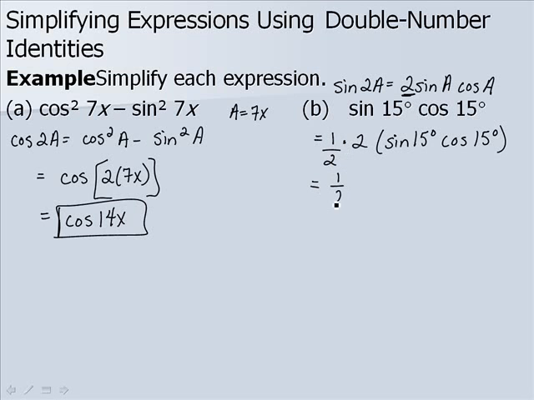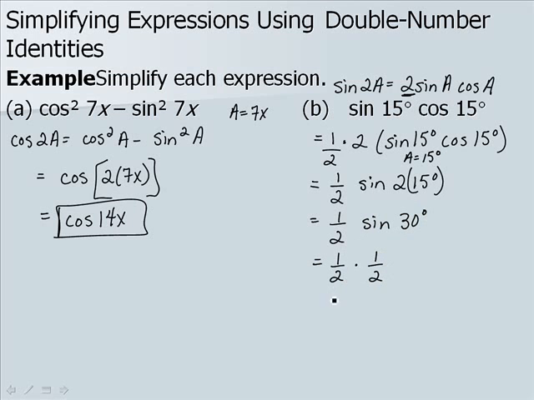So we end up with then 1/2 times the sine of 2 times 15 degrees, since we see that a in this case is 15 degrees. So we then have 1/2 the sine of 30 degrees, and we know that the sine of 30 degrees, if you evaluate that, is 1/2. So we have 1/2 times itself, or 1/4, as our value here.